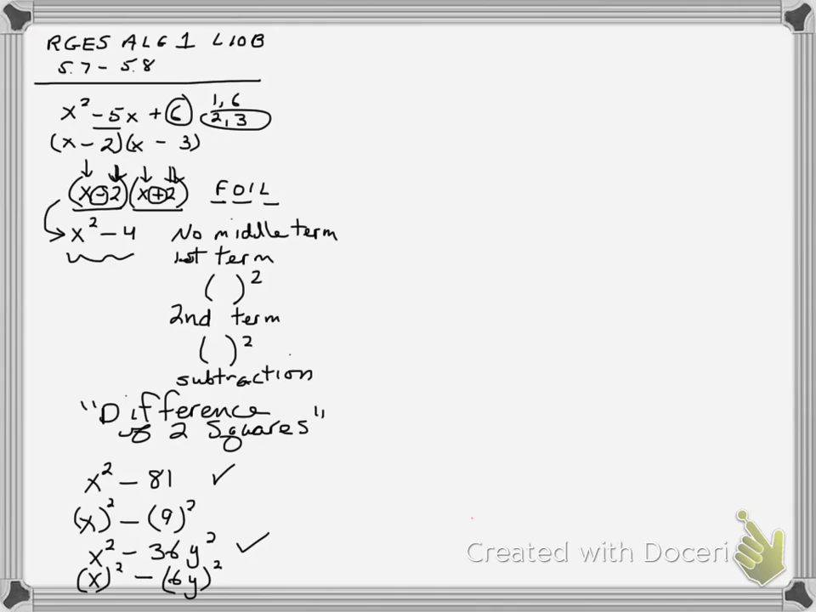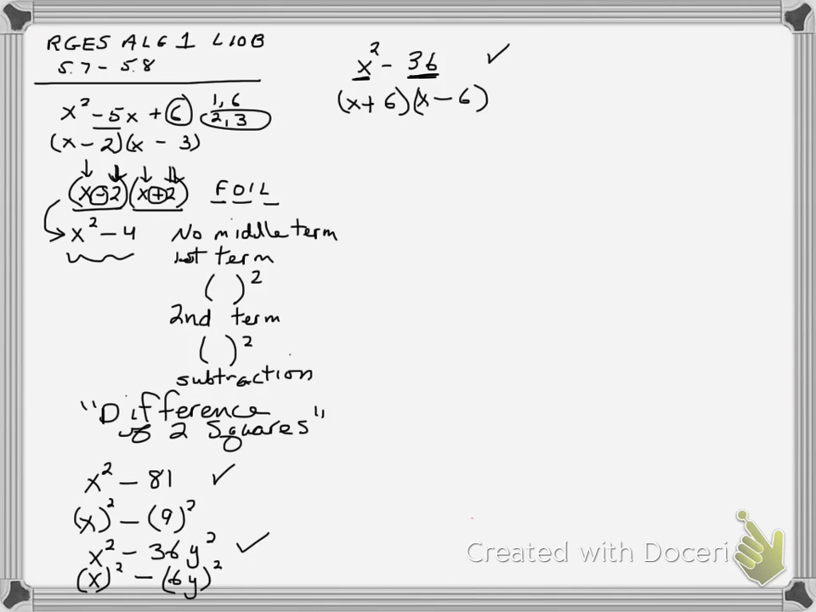And that would go back to where we started. Let's say I had x squared minus 36. This is the difference of squares, so it would factor to whatever the first term is squared, whatever the second term is squared in both places, but one will be a plus and one will be a minus.